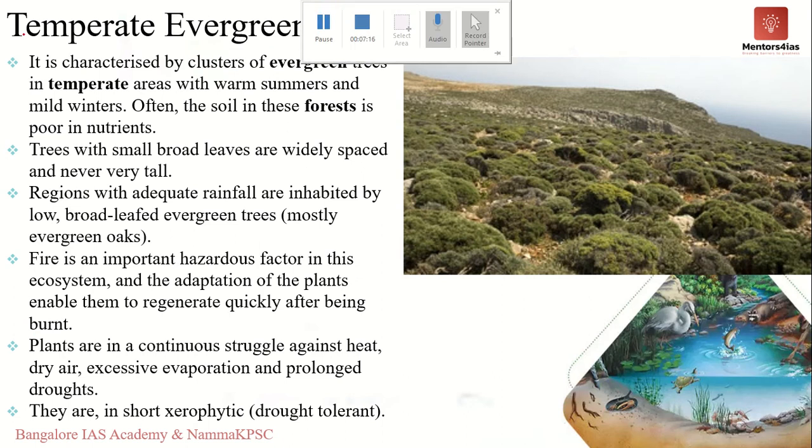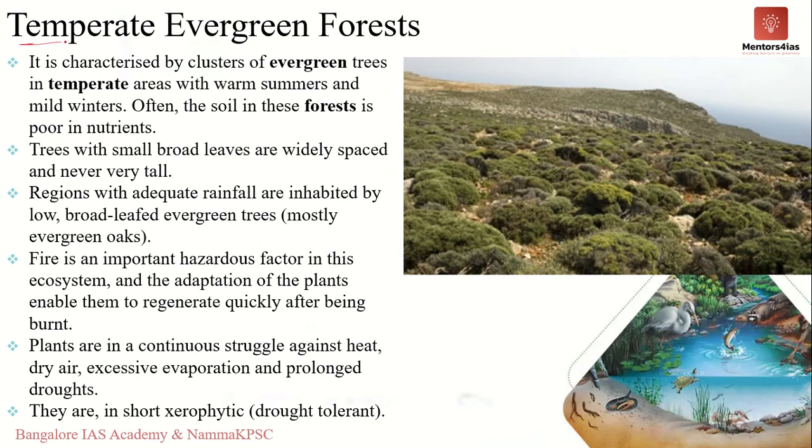Okay. Next, we have the temperate evergreen forests. Now, parts of the world that have a Mediterranean type of climate are characterized by warm, dry summers and cool, moist winters. So it is these parts of the world which have the temperate evergreen forests. Now, these are commonly inhabited by broad-leafed evergreen trees.